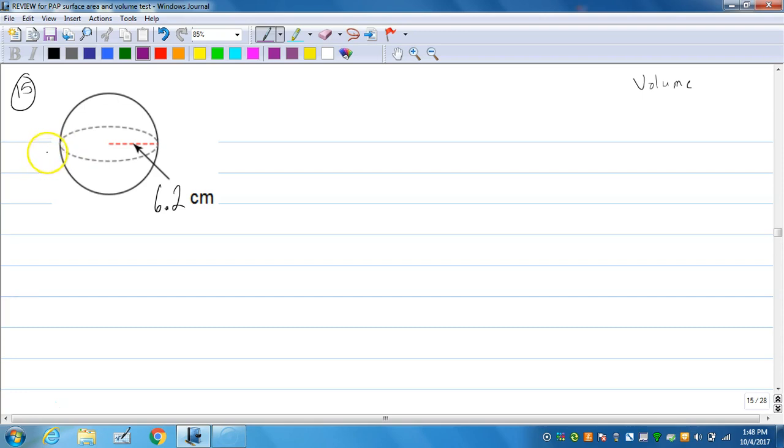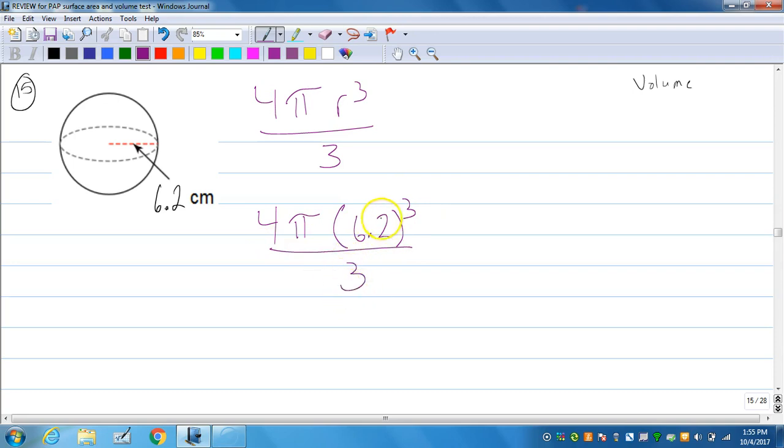Now we're doing volume. Different formulas. All right, so let's get started here. The volume of a sphere is 4 pi r to the third power, all that divided by 3. This is already half the circle here, so r is ready to go. So it's 4 times pi times r, which is 6.2 to the third power, all that divided by 3.